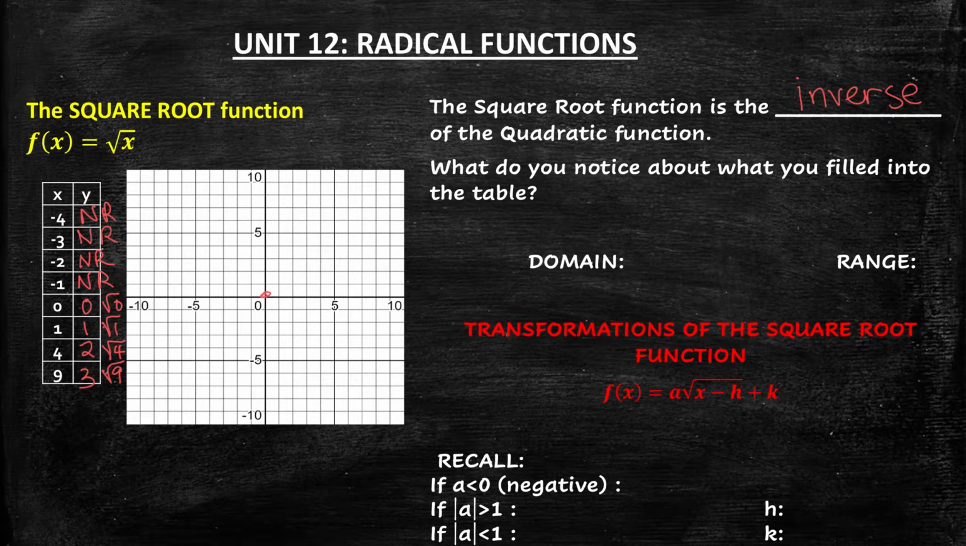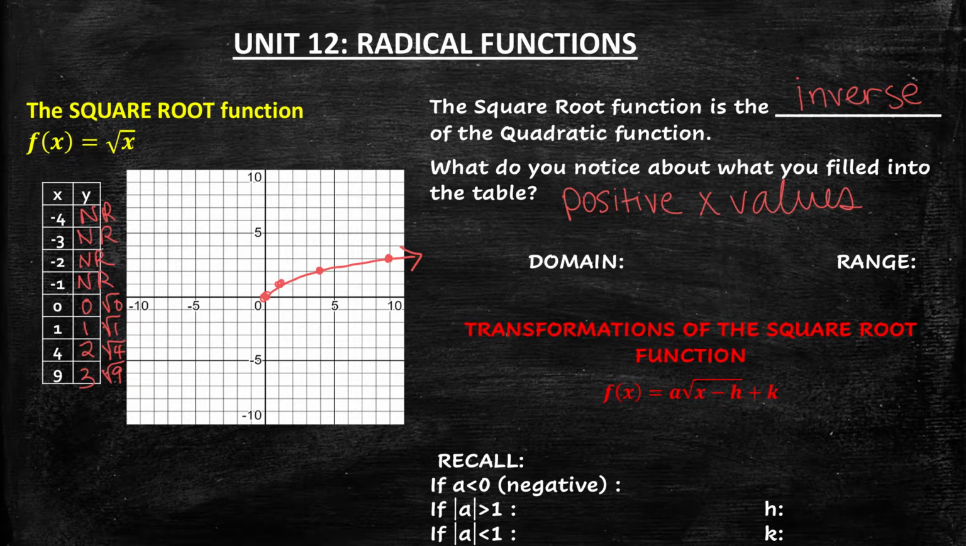We're going to have 0, 0. We're going to have 1, 1. We're going to have 4, 2. And we're going to have 9, 3. So it's kind of going to just look like this. It's going to be a curve that starts at the origin. So what do you notice about what you filled into the table? Well, hopefully you notice that you're only going to be able to use positive x values.